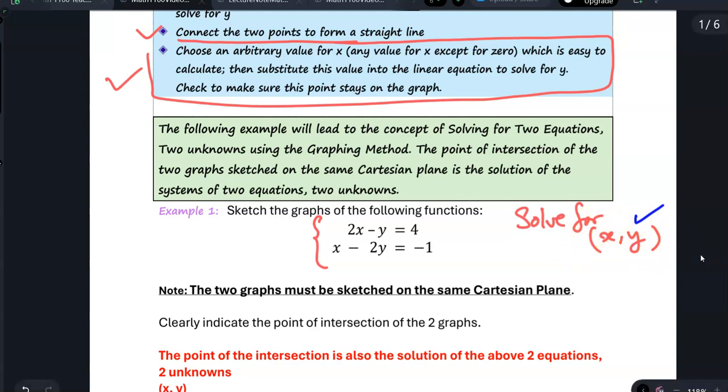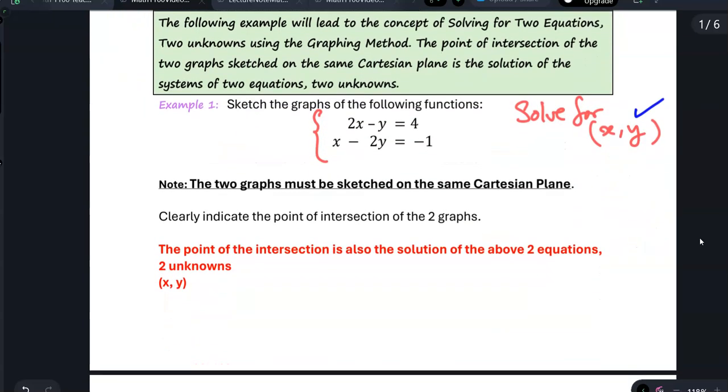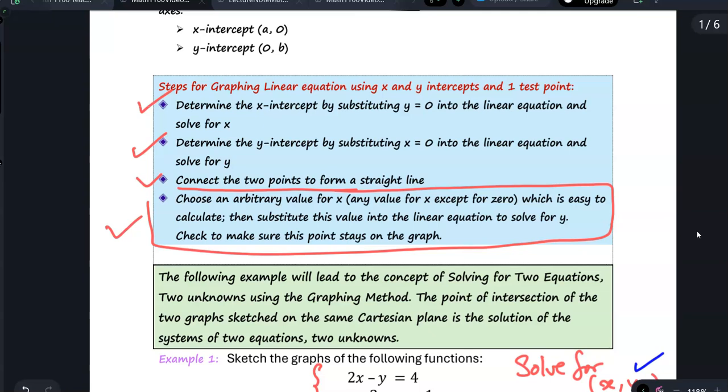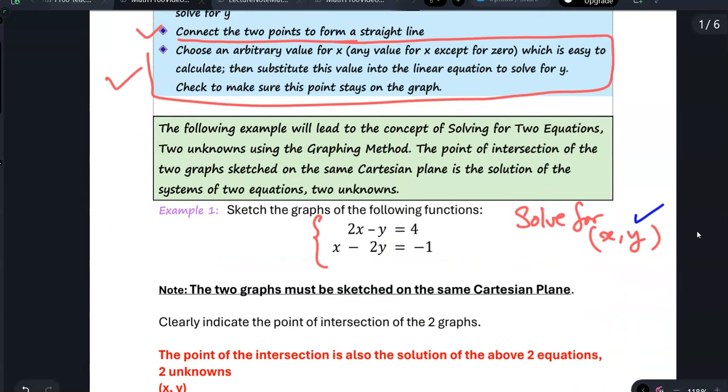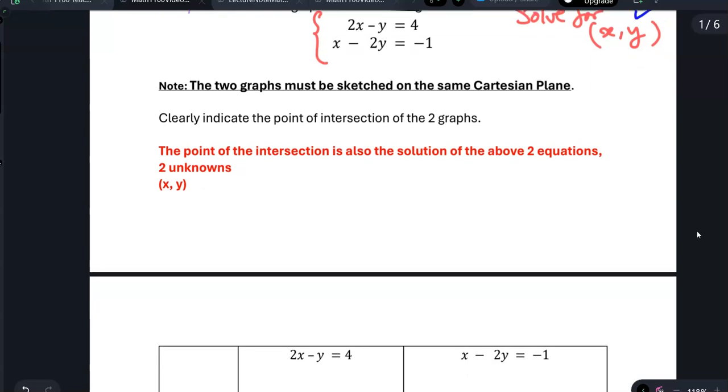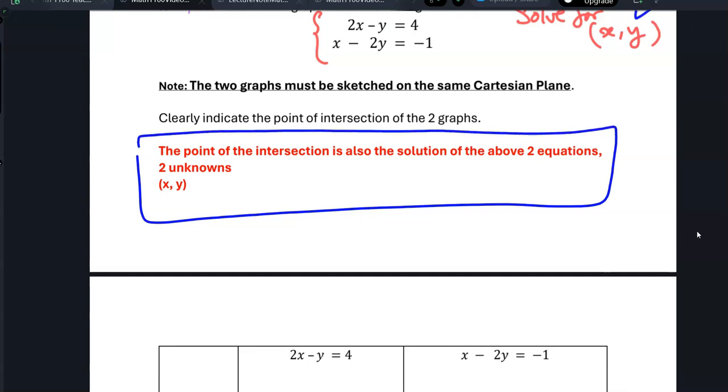Okay, so the method that we need to use here is the graphing method. So in order for us to use the graphing method, we are going to sketch these two linear equations on the Cartesian plane. Okay, so how do we sketch these two on the Cartesian plane? We are going to use the steps that I just indicated for everyone here. So we do one by one. Okay, then you see here, the point of intersection of the above two equations, two unknowns, x and y, will be the solution for these two equations.